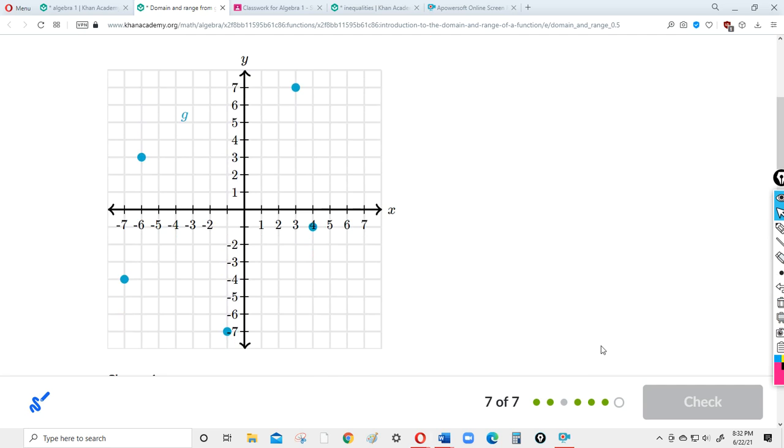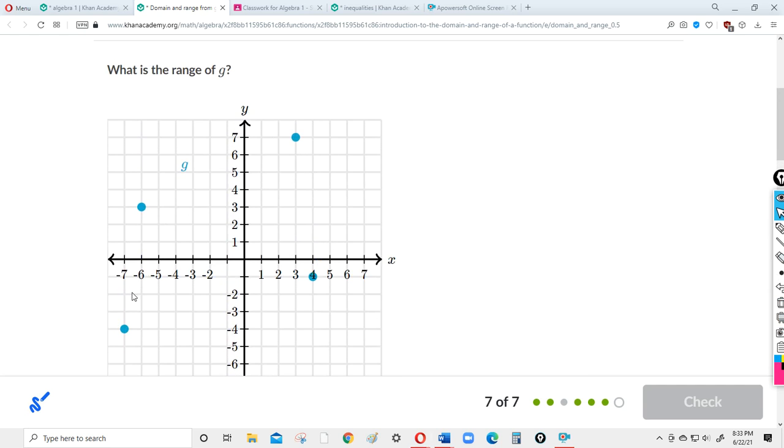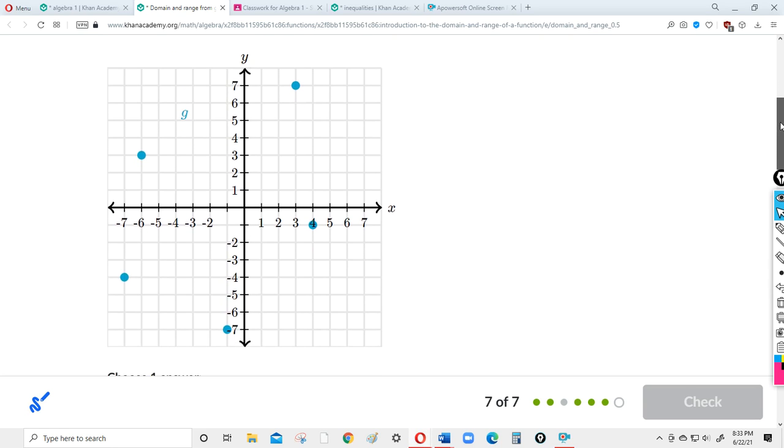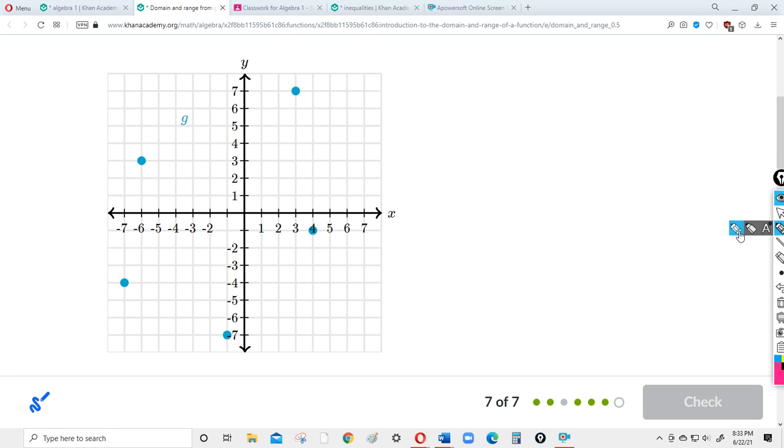All right. Now, when it has points like this that are not connected, we do not use the greater than or less than symbols. Okay, so we're looking at the range of G. So we're looking at the y values. And again, since these points are not connected, we're not going to use the greater than or less than symbols. We're just going to look at the y-axis and the values for each point.